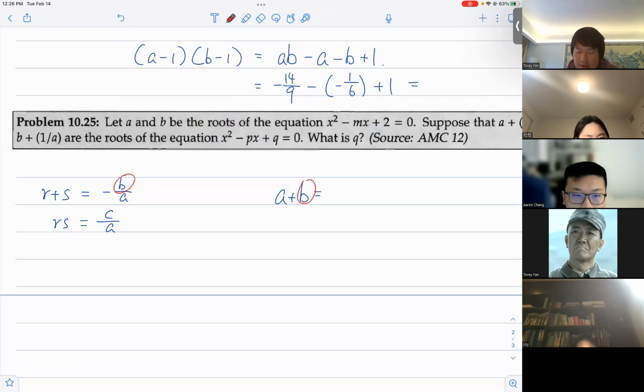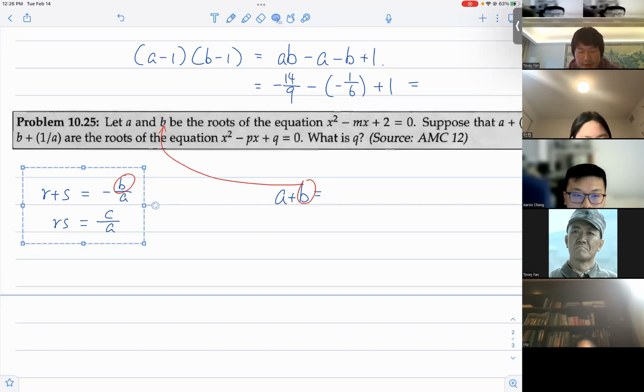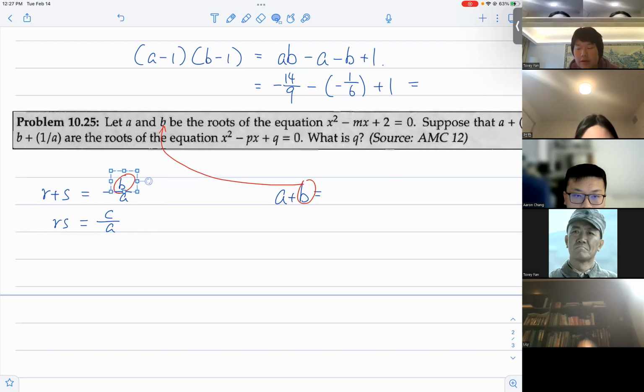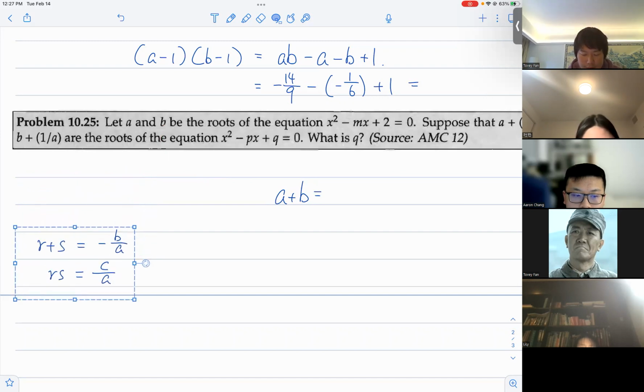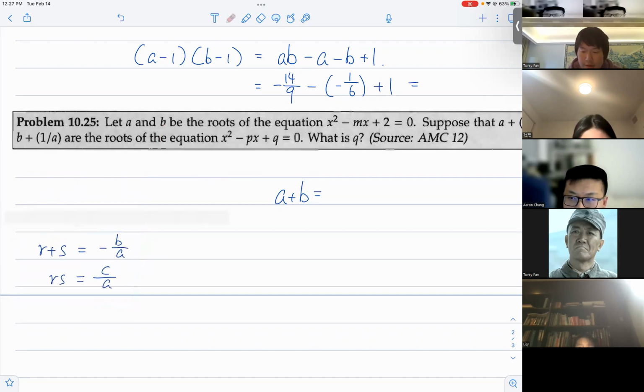This b is not this b. Okay, this b is this question. This b is Vieta's theorem. Okay, in the Vieta's theorem, the b refers to the linear coefficient of the quadratic. Okay, they are not the same b. Okay, let me write down this. Negative m in this case. Yeah, negative m, right? Okay, ax squared plus bx plus c equals 0.